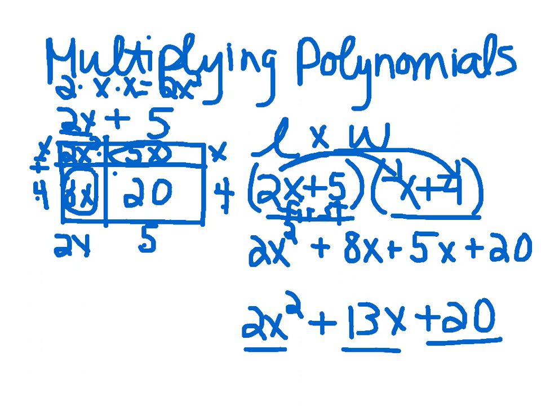So what I get when I multiply the 2x times the x is 2x squared. When I multiply the 2x times the 4, that's the 8x. When I then go back to multiply the second term of the first polynomial, 5 times x gives me 5x. And 5 times 4 gives me 20. So that's all of the terms of the first polynomial by all of the terms of the second polynomial, and then combine the like terms.